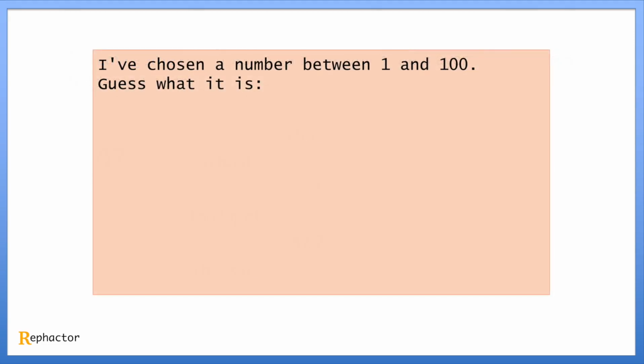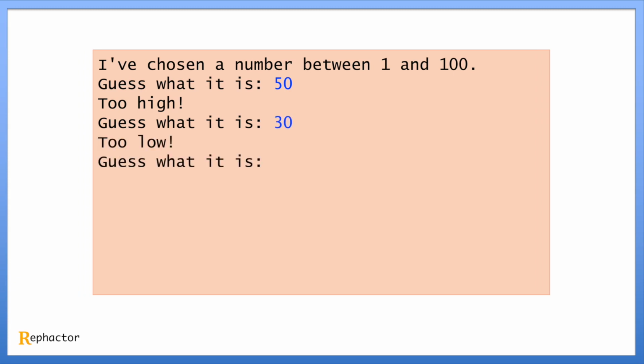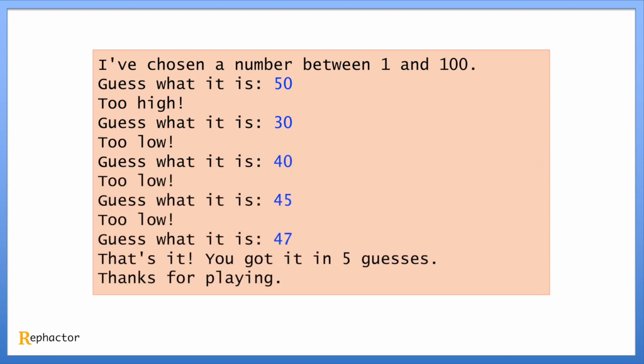If we have a computer program to play the high-low game, the interaction might look something like this. The program tells you it's chosen a number in the range 1 to 100 and prompts you for your first guess. Let's say you enter the number 50. The program immediately tells you that the guess is too high and re-prompts you for the next guess. When you enter 30, it might say it's too low. This continues until you narrow in on the correct target value. The program reports how many guesses you used and thanks you for playing. Let's develop a program that plays the high-low game.